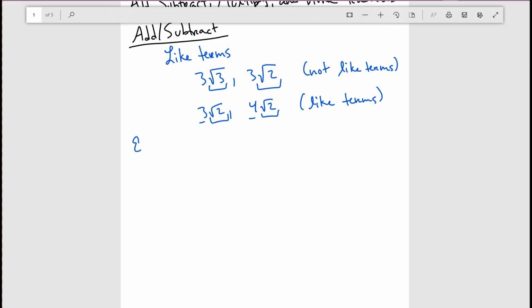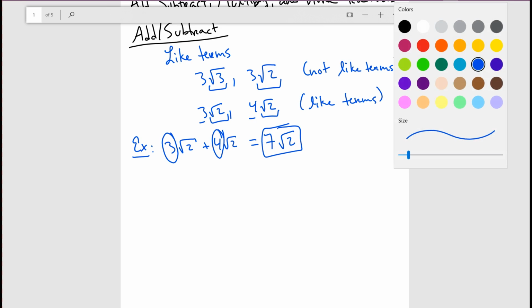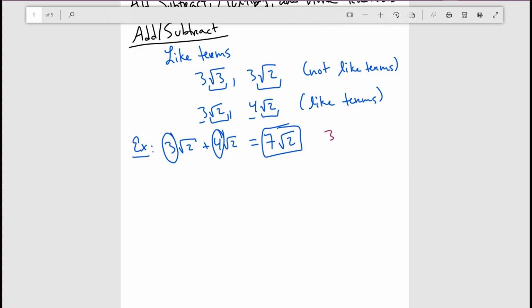So for example, let's say we had 3 square root of 2 plus 4 square root of 2. All we have to do is just add up the 3 and the 4, which is going to give me a 7, and then we leave the square root of 2 by itself. So it's very similar to how you add variables, like if you were adding 3x plus 4x. Well, we don't do anything with the x's. The x's just stay, and all we do is add the 3 and the 4, and that gives me 7x. Okay, so that's basically the whole thing that you're doing.